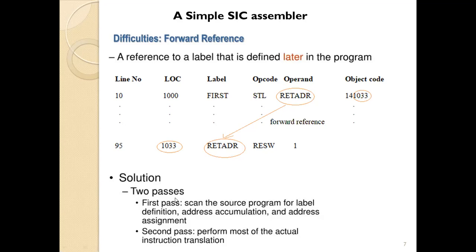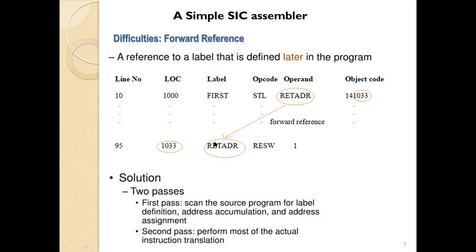So in the first pass, we will scan the source program for all the label definitions like this. So we have the labels in the program now. The assembler will scan the source program for all the label definitions. The first is a label which is assigned the address 1000. Similarly, RETADR is a symbol which is assigned the address 1033. Like that, the assembler will scan the source program for all the label definitions first.